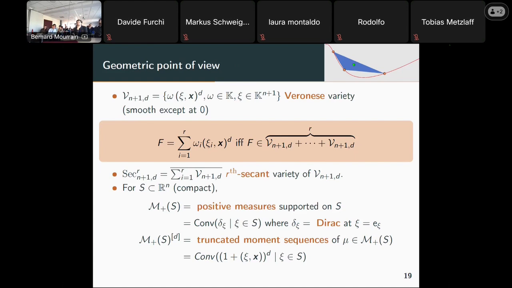So when S is compact, we are in a nice situation where this set is closed and it is compact for some norm when you bound the total mass. So when you bound the moment of order one, then it's compact.